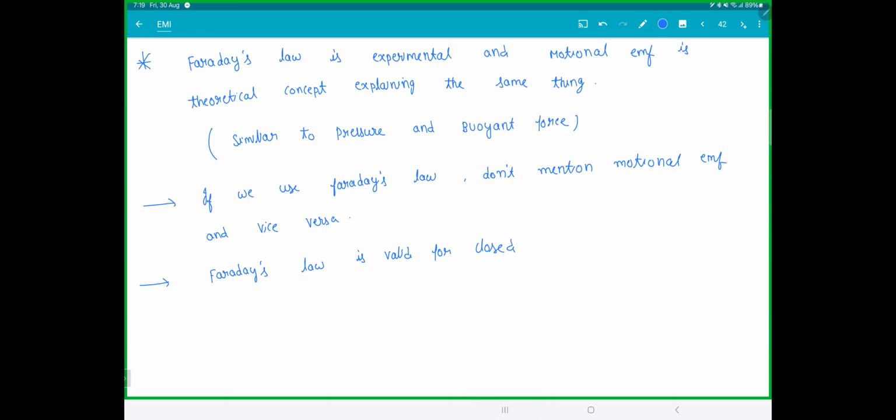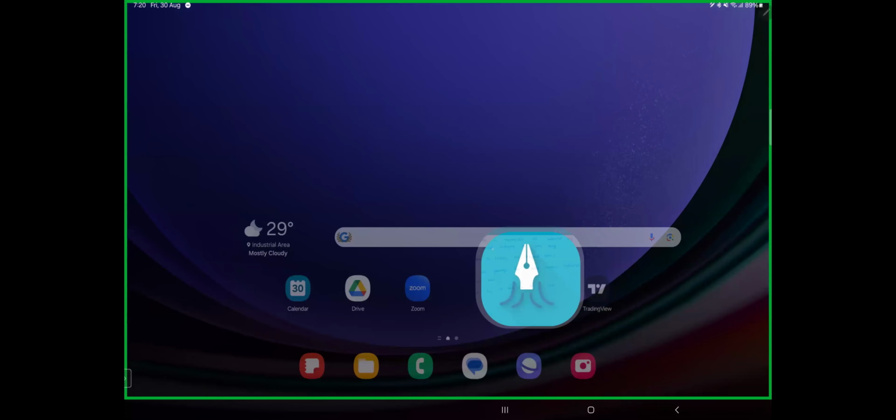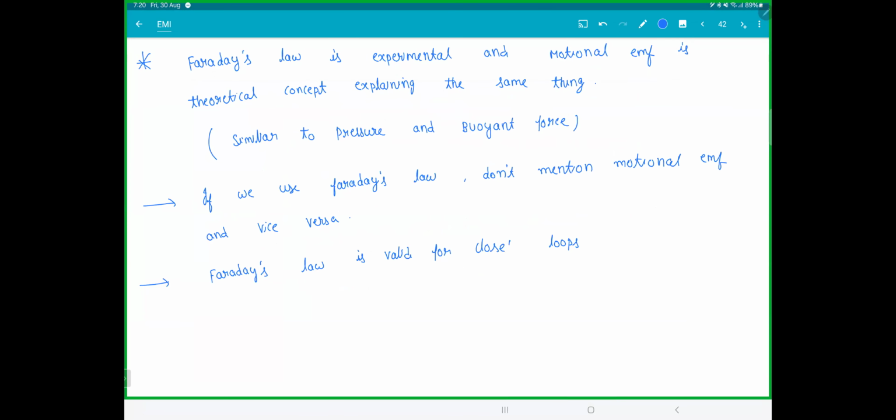But motional EMF says, boss, even without a loop, I can generate EMF. But the problem is, it should be moving. Just put a rod here, and if you change the magnetic field, you can't find the EMF, right? So the motional EMF restriction is this: it should be in motion. If I give you a rod, Faraday's law is not valid, meaning you can't use it to figure out anything. So motional EMF works for objects in motion.